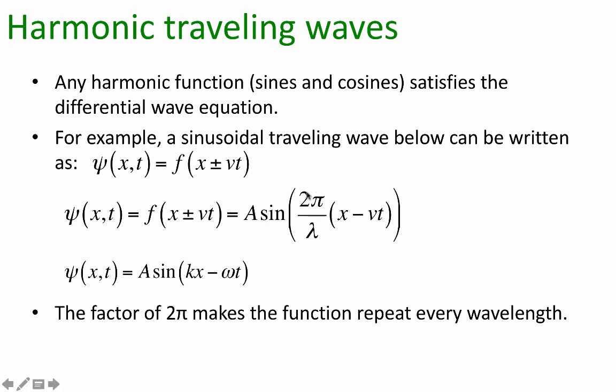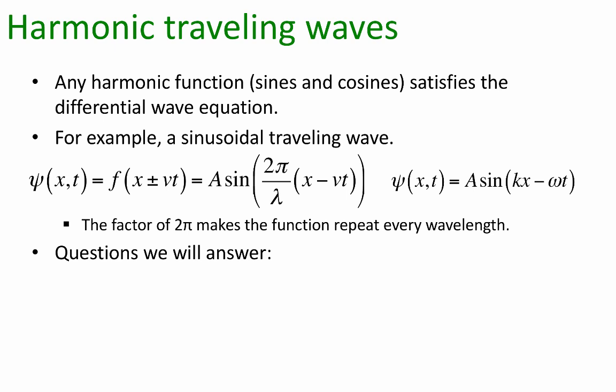This 2 pi that you see in the a sine 2 pi over lambda is what makes this function repeat every wavelength. So notice that this 2 pi over lambda is pretty important. You'll also see something similar with time. 2 pi over T, 2 pi over the period, means that the function will repeat every period. And we call that a 2 pi periodic function.